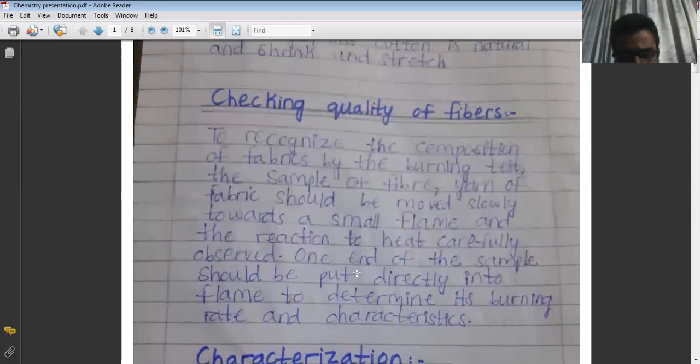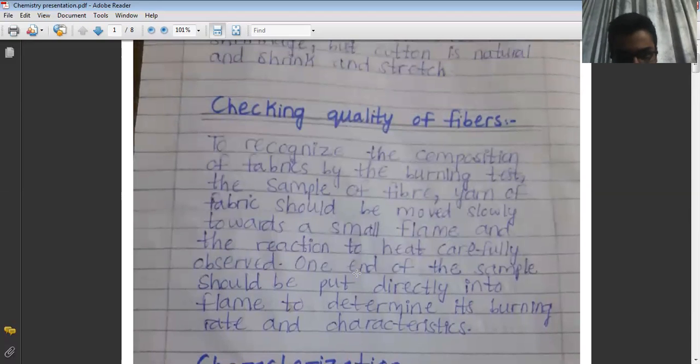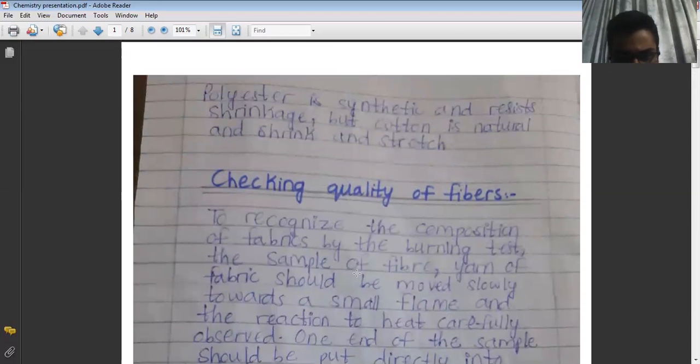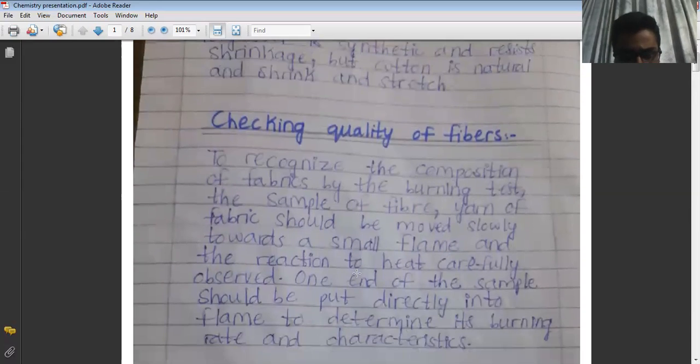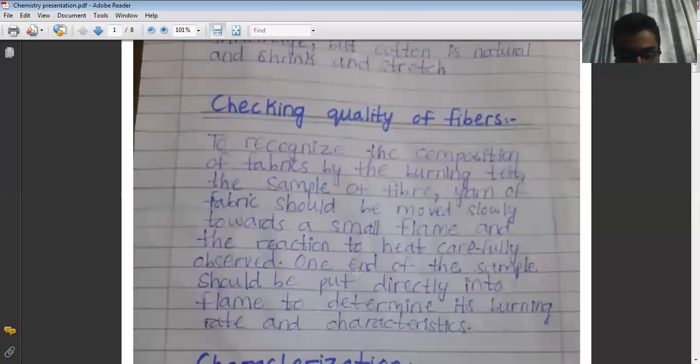And at the last came checking the quality of fibers. Polyester is synthetic and resists shrinkage, but cotton is natural and can shrink and stretch. These are also their comparison, and the similarities between polyester and nylon are given at the start and end of the topic. Checking the quality of fibers.